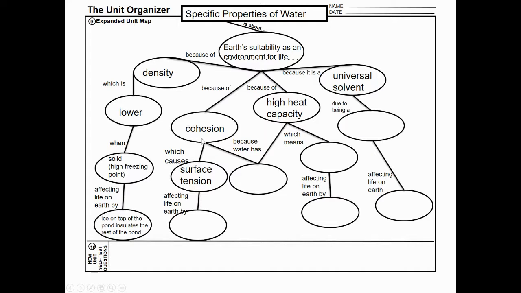So now we'll look at the second strand, Earth's suitability as an environment for life because of cohesion, which causes surface tension. And cohesion is because of the hydrogen bonding. So those hydrogens bond with the oxygen, and they also bond with other hydrogens. And it affects life on Earth because it allows bugs to walk on water. It also allows for water droplets to form.